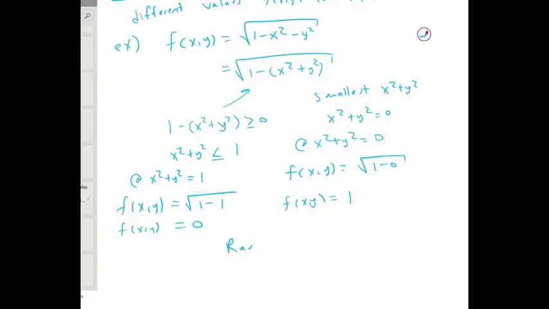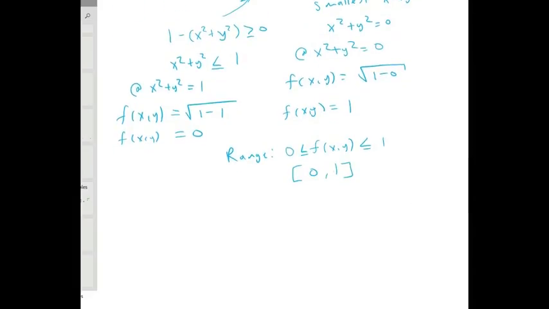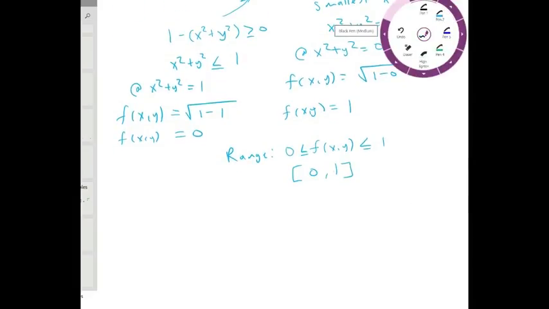So the range is 0 to 1. Or you can write it in this bracket notation.